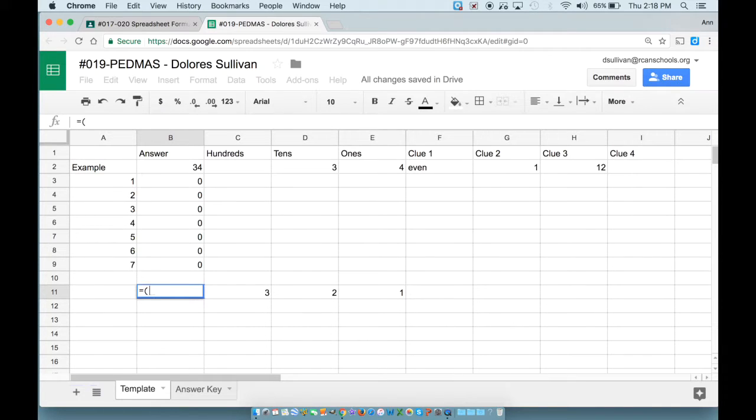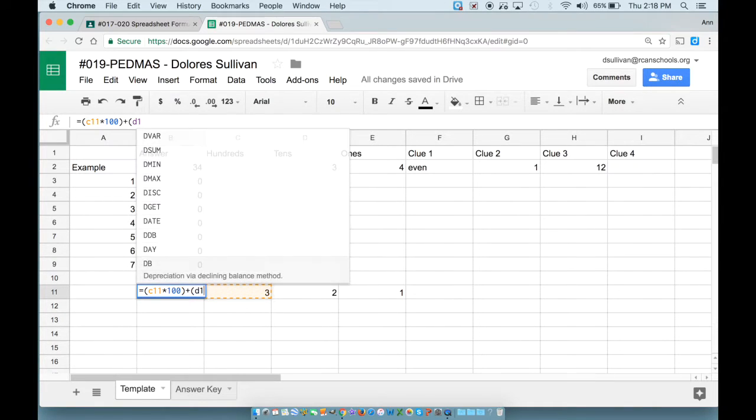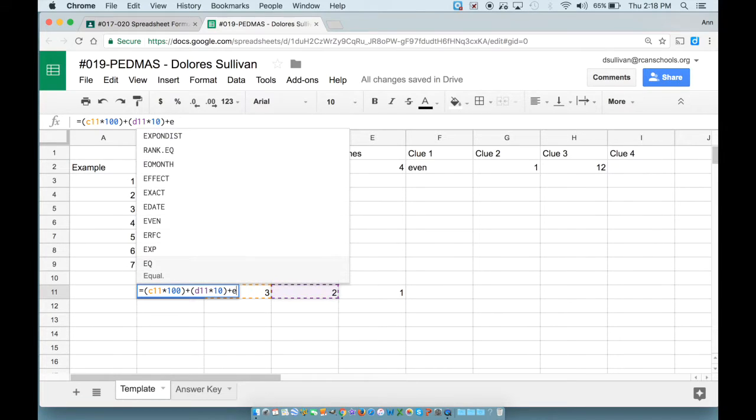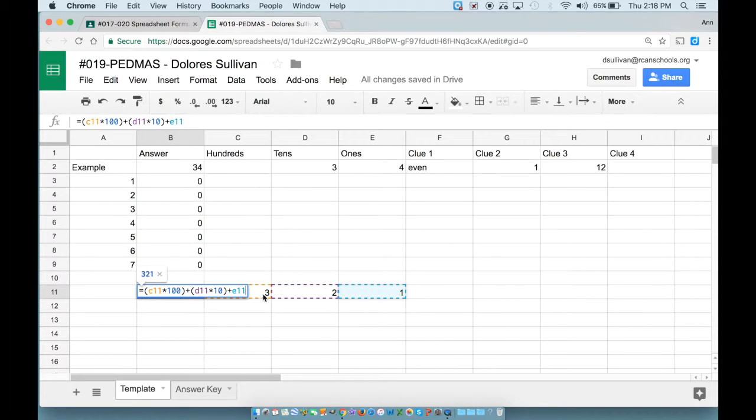I could choose to take whatever is in C11 times 100, add to that whatever is in D11 times 10, add to that whatever is in E11. That will be 3 times 100 is 300, plus 2 times 10 is 20, plus 1. Or 300 plus 20 plus 1 is 321.